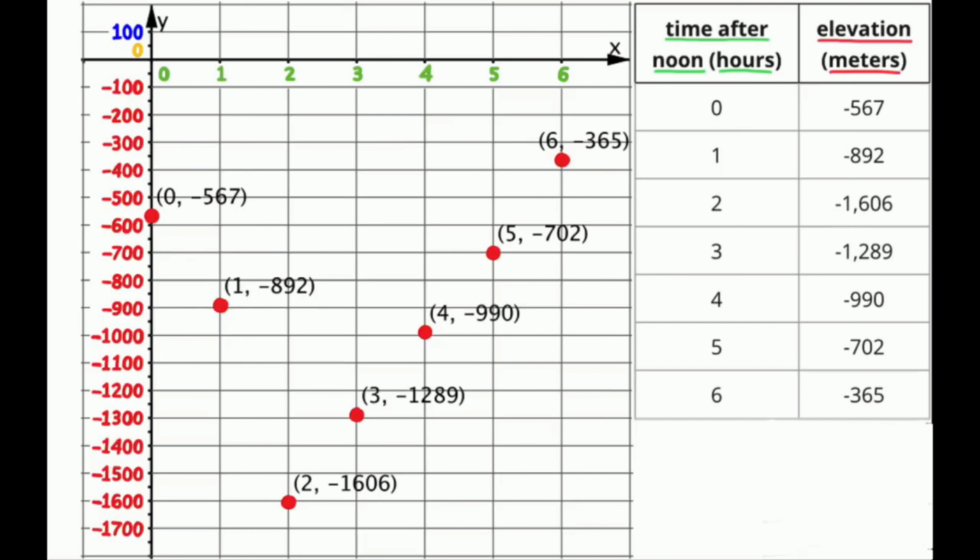The second set of coordinates are 1 and negative 892, or 892 meters below sea level. So the number 1 represents 1 hour after noon, or 1 o'clock, and the negative 892 represents 892 meters below sea level. So that point is going to be plotted very close to negative 900. The submarine is almost 900 meters below sea level at 1 o'clock. So we move from the origin 1 unit to the right, and then move down almost to negative 900, and that's where we put our point. Try the rest on your own and pause the video to check your answers.